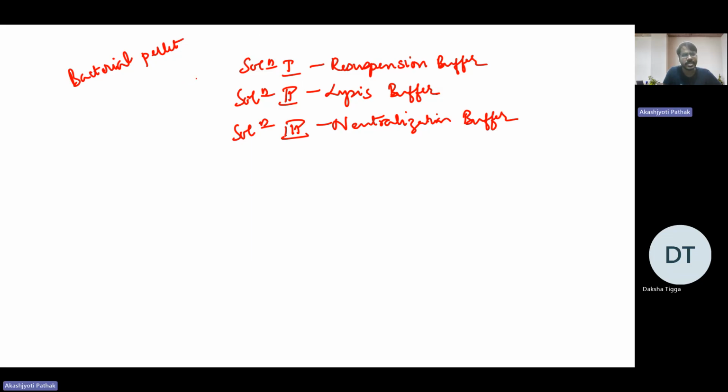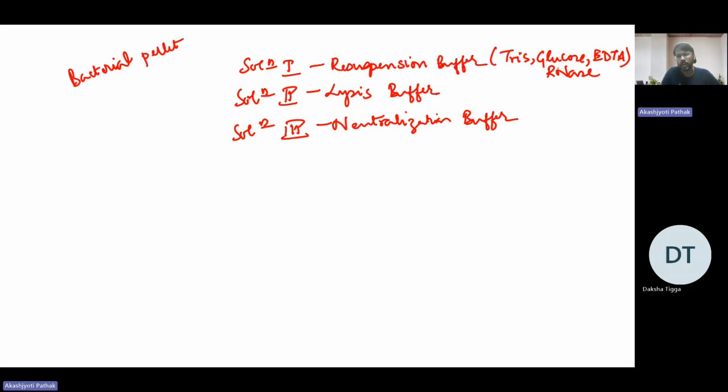Bacterial pellet in the resuspension buffer. Now, what your resuspension buffer has: it has Tris buffer, glucose, and EDTA, and also it has RNase as well. So why are these components present?